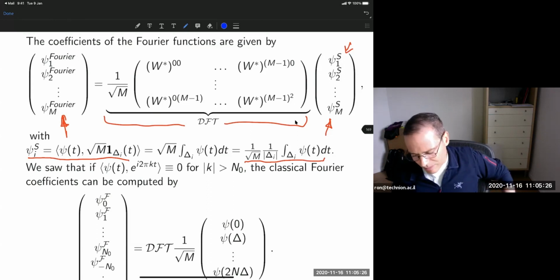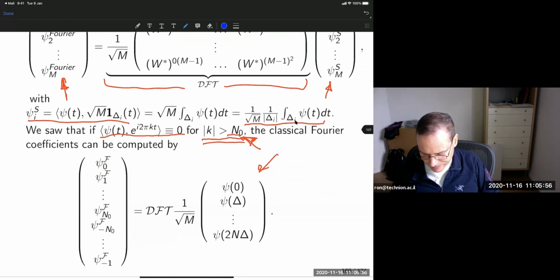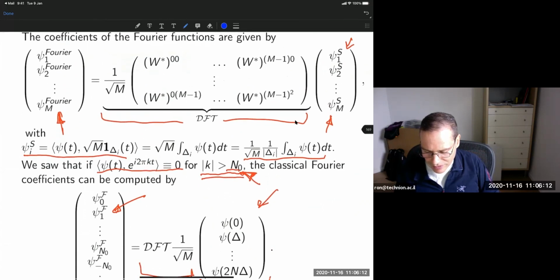And if, for example, we know that my signal is bounded, so that for k larger than n0 it is equal to zero, meaning there are no Fourier coefficients after a specific number of frequencies, then the classical Fourier coefficients are computed as the DFT times the sampled version of the signal. Now the question is, what would be the relation between these coefficients and these coefficients? This is what we are after.